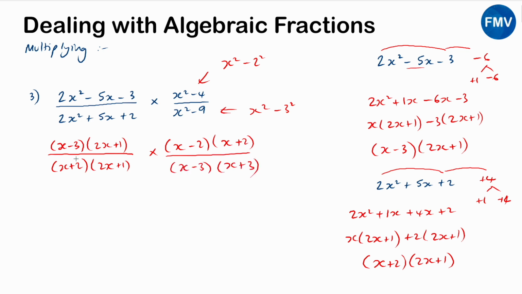Now we start to cancel. Let's show the whole lot over one division line, remembering that they're all multiplied and going across. So now we can cancel. X minus 3 cancels with x minus 3. 2x plus 1 cancels with 2x plus 1. X minus 2 we haven't got. X plus 2 cancels with x plus 2. So this simplifies to x minus 2 divided by x plus 3. And that's multiplying with fractions. So the key thing here, when dealing with these algebraic fractions, is you're looking for things that you can cancel.